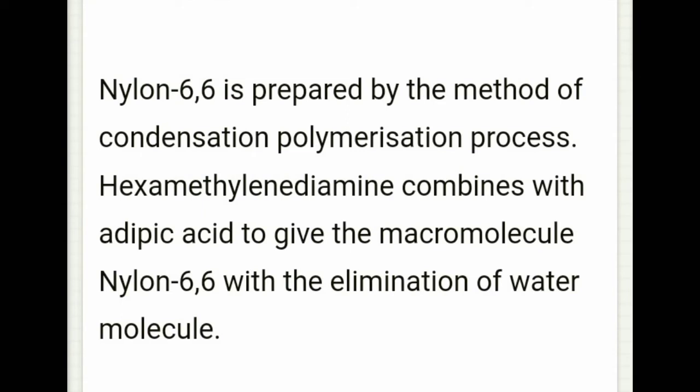The other is nylon 66. In nylon 66, 66 is introduced in front of nylon because both of the monomers have six carbon atoms in their structures. This is the condensation type of polymerization in which hexamethylene diamine and adipic acid give the formation of nylon 66 by removing H2O.